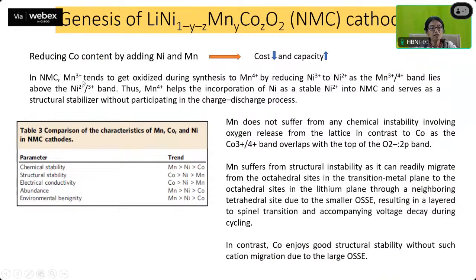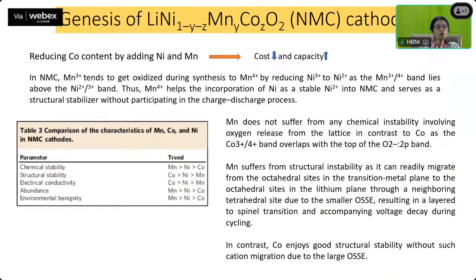What happens in NMC is this Mn3+ tends to get oxidized during synthesis to Mn4+ by reducing nickel 3+ to nickel 2+. And the reason is that the manganese 3+/4+ band lies above the nickel 2+/3+ band. Thus, Mn4+ helps the incorporation of nickel as a stable Ni2+ into NMC and serves as a structural stabilizer without participating in the charge discharge process. So the problem which we had seen in LiNiO2, that it doesn't stay as Ni3+ and it goes into the Ni2+ structure, by having a little bit of manganese as well as cobalt along with the nickel in the NMC cathode, you can stabilize this nickel.